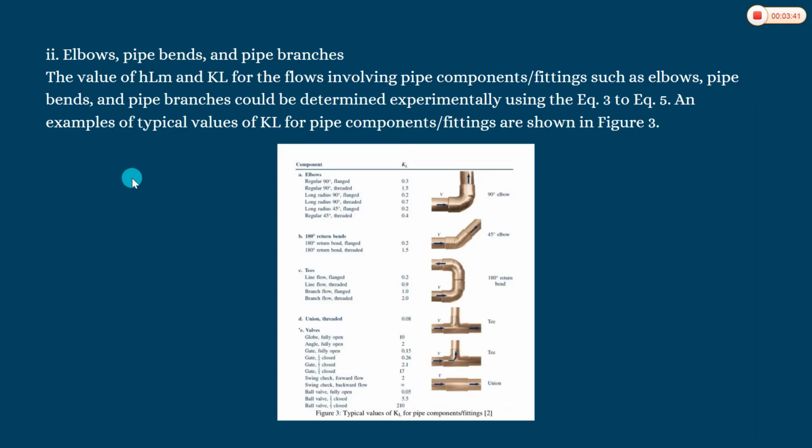And the second one is elbows, pipe bends, and pipe branches. The value of minor head loss and the loss coefficient associated with minor head loss for flows involving pipe components or fittings such as elbows, pipe bends, and pipe branches could be determined experimentally using equation 3 to equation 5.